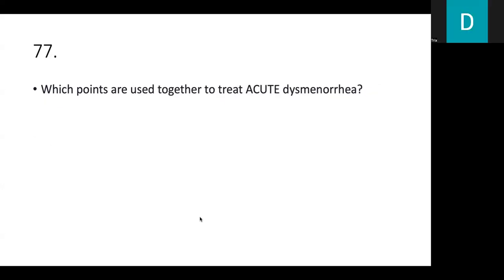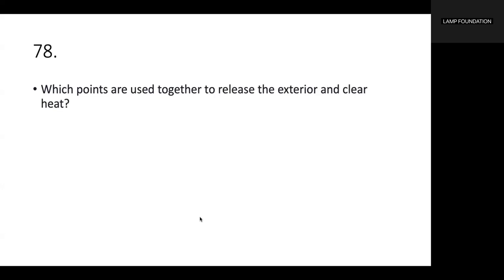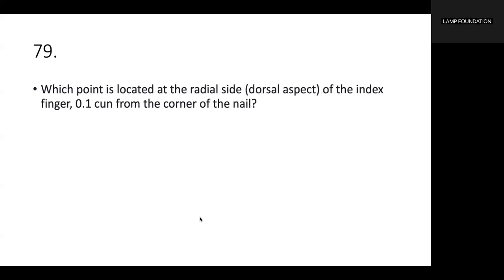Which points are used together to treat acute dysmenorrhea? Li4 and spleen 8. Okay, acute, huh? This time you use the spleen 8 for dysmenorrhea. So I hope we can all memorize this: spleen 8 with Li4. Which points are used together to release the exterior and clear the heat? Easy. Li4 and Li11.